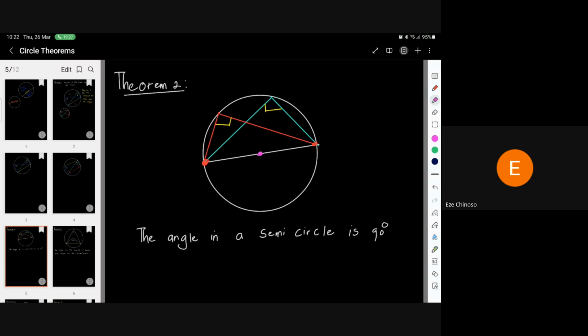Yeah, you have a question? You call the line that divided the circle a chord. No, it will be a diameter because it is now at the center.